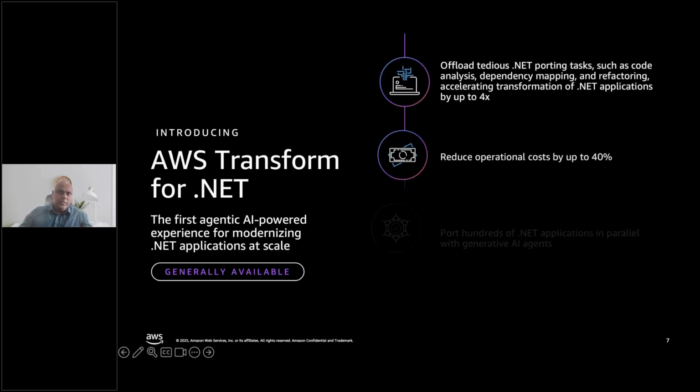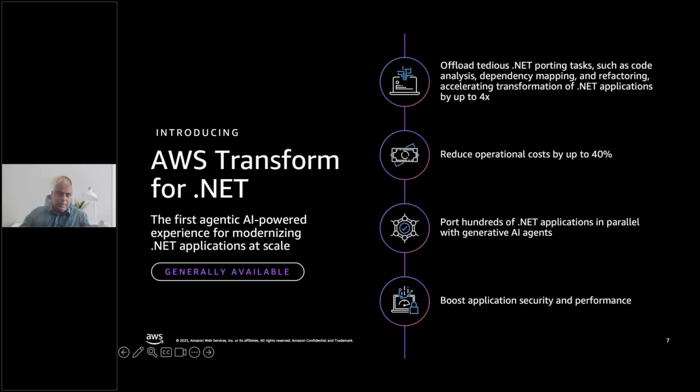So the benefit of using AWS Transform is definitely the acceleration that you would see, right? We are offloading the tedious tasks of porting .NET Framework applications through automation and generative AI, and based on our analysis, you can accelerate porting of these applications by up to 4x. And by making them cross-platform, you can reduce operational cost by up to 40%.